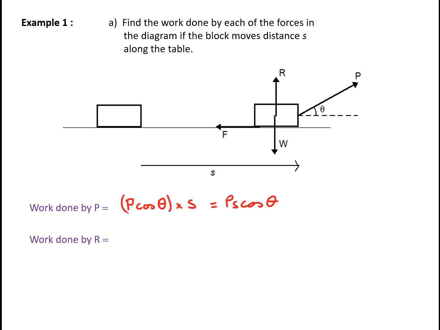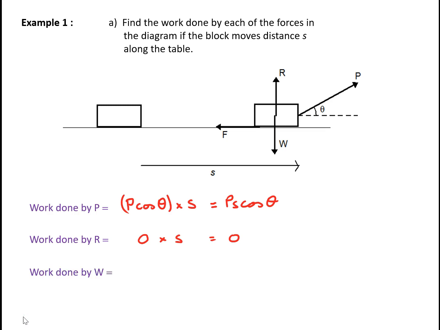The work done by R is going to be the component of R in the direction of the motion, times the distance moved. Now, R is perpendicular to the direction of motion, so the component of R in the direction of the motion is 0, so the work done by R is 0 times s, which gives us 0.